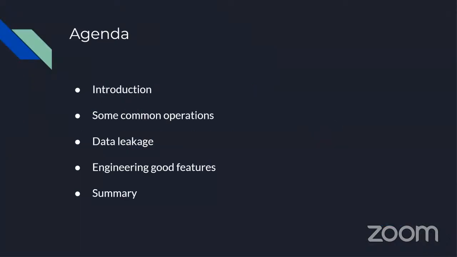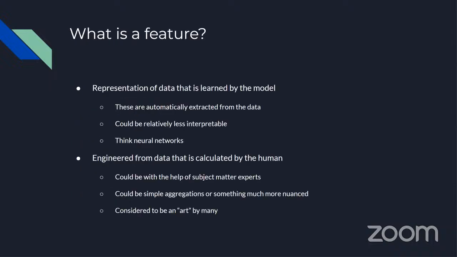So I'll go over the introduction and some pre-processing techniques, and then my teammates will cover the rest of the topics. All right, so starting from the basics, what's a feature? You can think of a feature as either something that's learned by the model automatically, a representation of the data that's fed to it, or something that you manually calculate based on the raw data that you encounter.